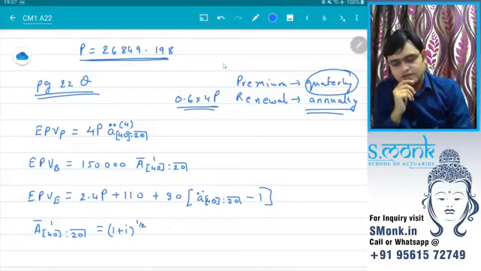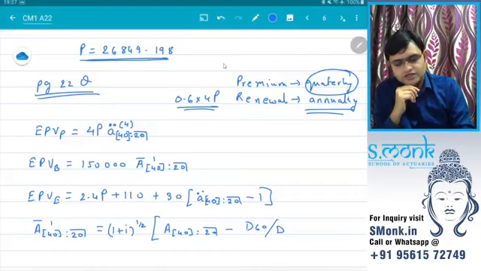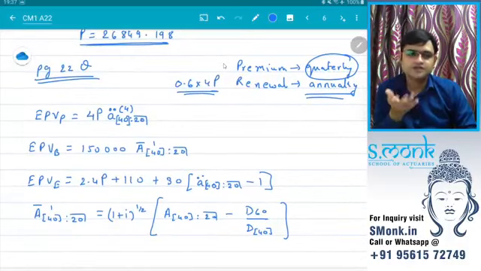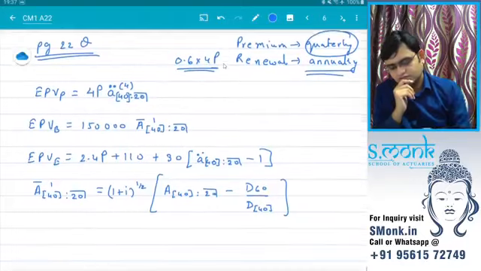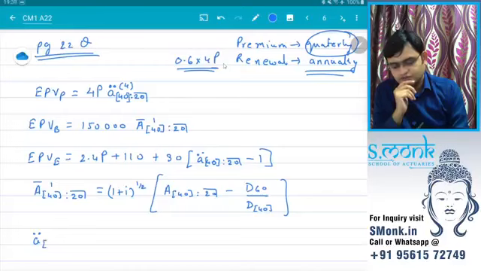Okay. And for A, I will have A select 40 20 at 4%, so I can directly write it in terms of D. I'll say D60 by D select 40. And directly write the formula in terms of D, instead of writing v raised to n npx, I can directly write it in terms of D.